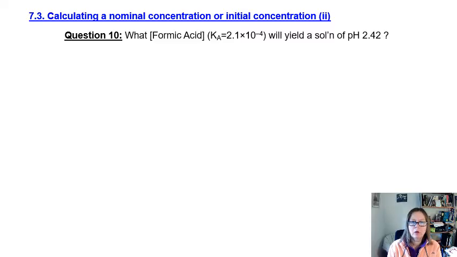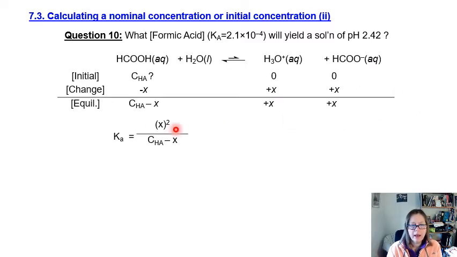Calculating a nominal concentration or initial concentration. So question 10. What formic acid solution of Ka 2.1 times 10 to the negative 4 will yield a pH of 2.42? So we have again the equilibrium that is being established. We can write our ICE table. The nominal concentration is the initial concentration. That is what we are looking for.